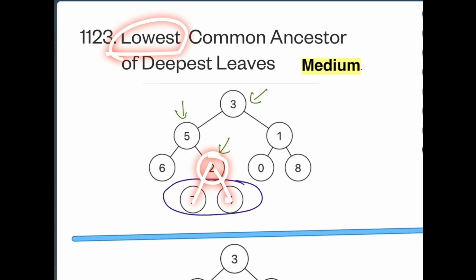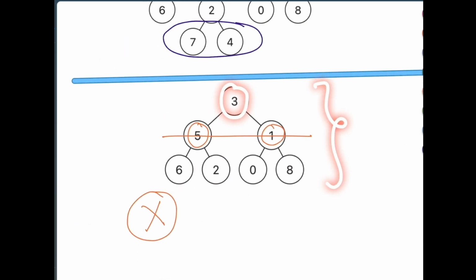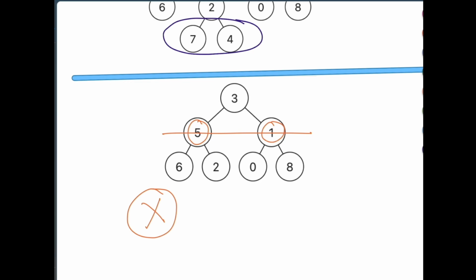And who is the lowest here? The lowest is 2. So we can say 2 is our answer here. And for this example, we can say 3 is our answer. Let us take 2 more examples which are very important to understand.